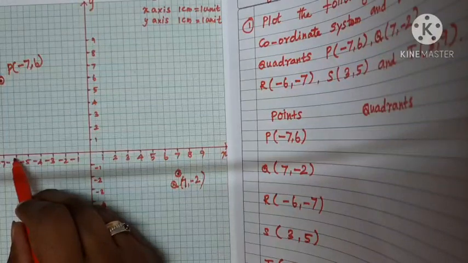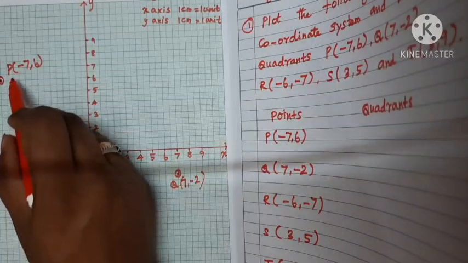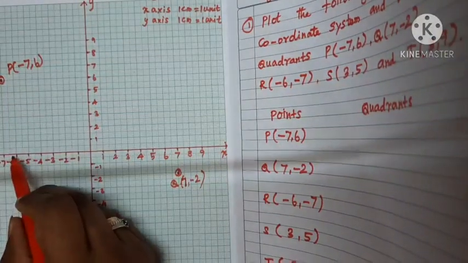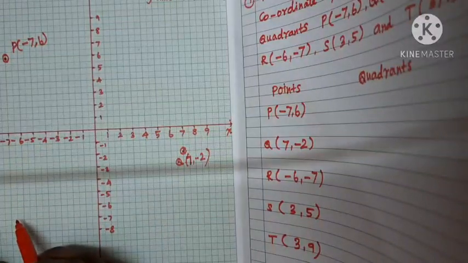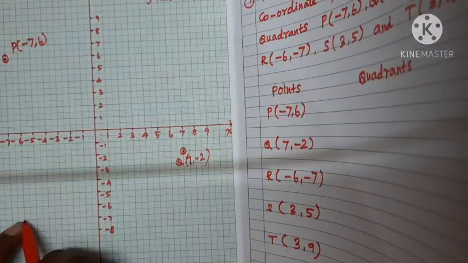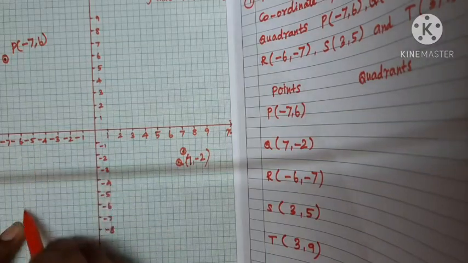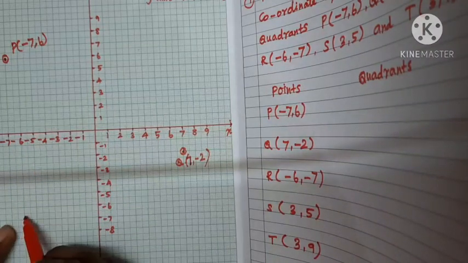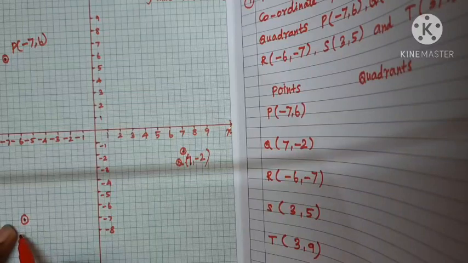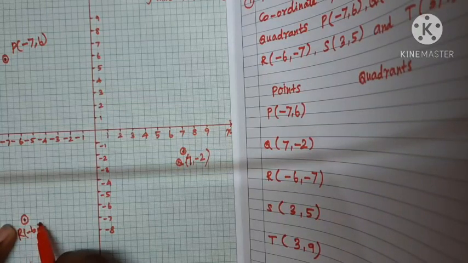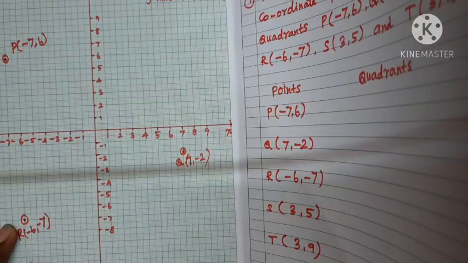X-axis -6, then y-axis is -7. -7 is on the y dash side. So you have to mark the point here, -6, -7. So this is R point, -6, -7.